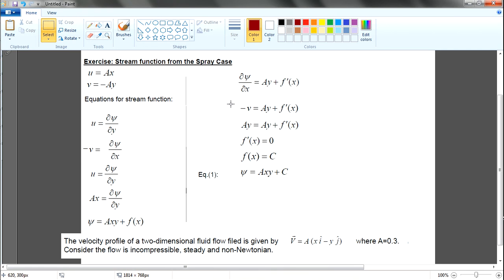So we can just say that this is minus v, and since v is equal to minus ay, then minus of minus ay gives positive ay. And then you just bring this ay over here, and then you have 0. And then you know that f prime x is equal to 0. You differentiate one time, you get f(x) is equal to c.